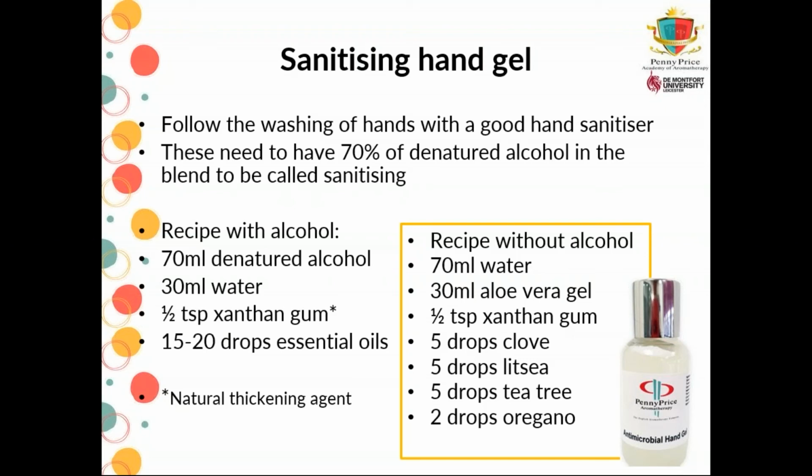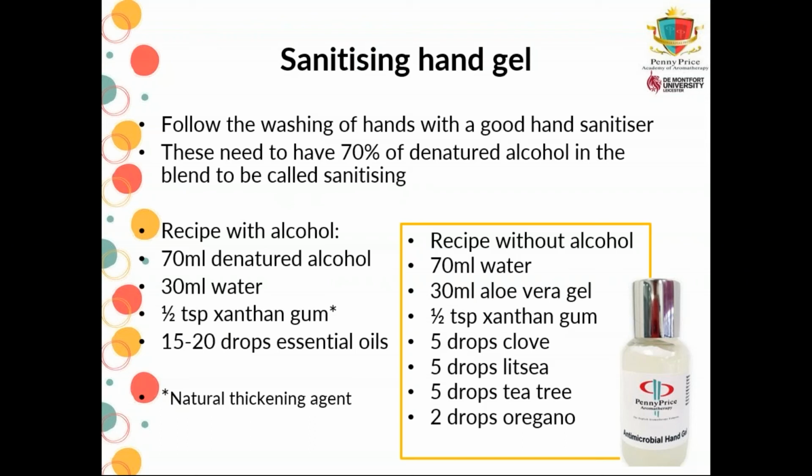So alcohol and water are two completely different things. So what you need to do is add your xanthan gum to your water and leave it, and it will go thick after a minute or so. And then add your denatured alcohol very, very slowly to that, and then add essential oils of your choice. It takes some time to make it. You have to literally dribble your alcohol in to incorporate it.